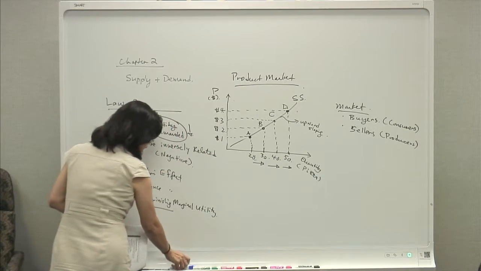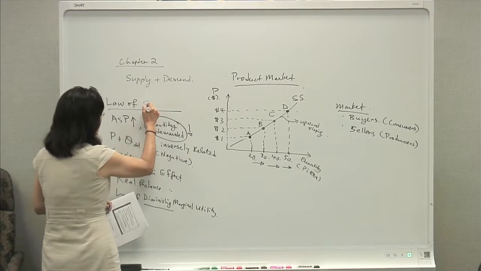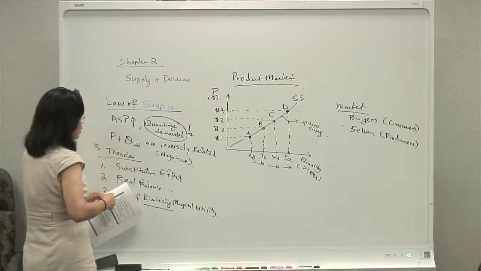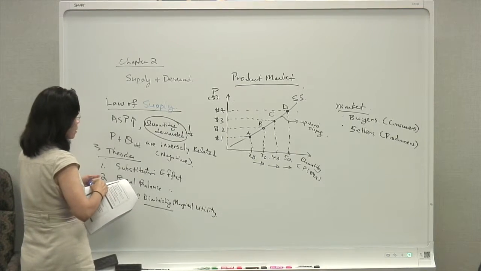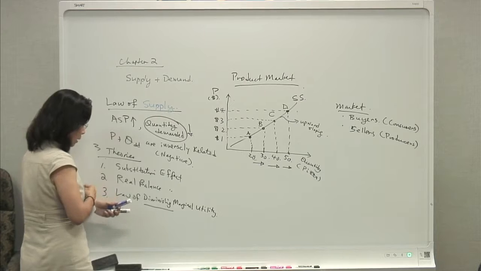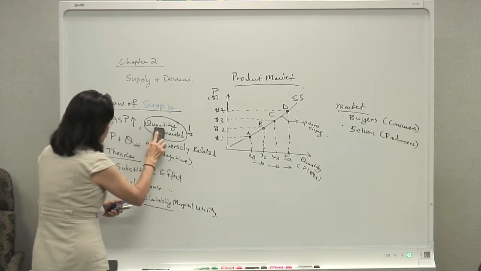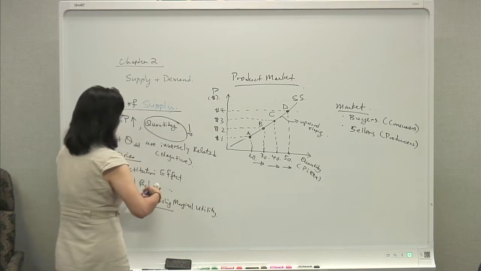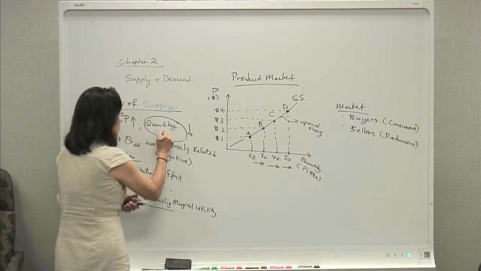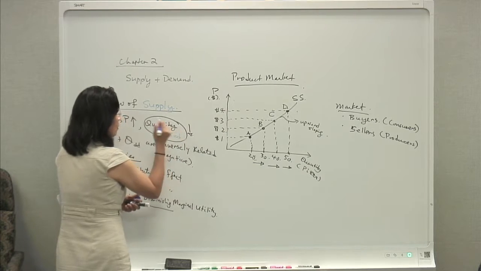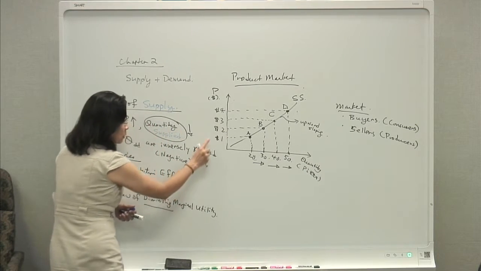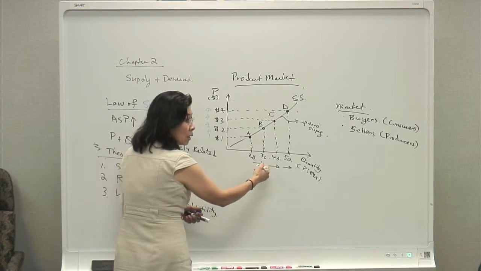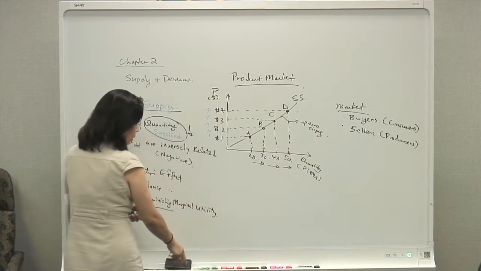Let's use a different color. So here's the law of supply. Now, the law of supply says that as price goes up, your quantity supplied will go up as well. I'm going to change the term now. Instead of quantity demanded, it's now quantity supplied. Okay, so as price goes up from $1 to $2 to $3 to $4, you will sell more and more units. And why is that?